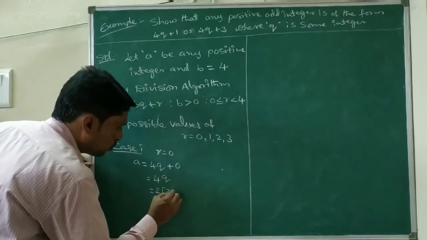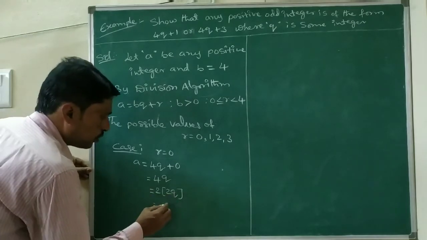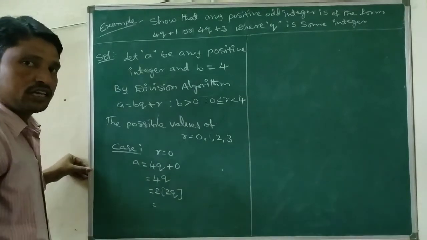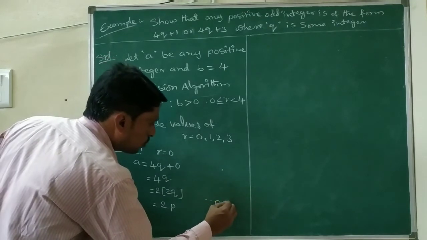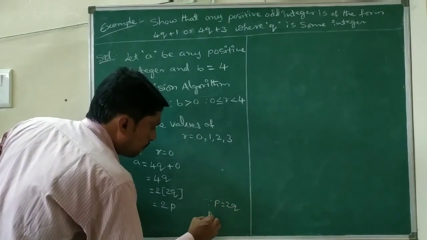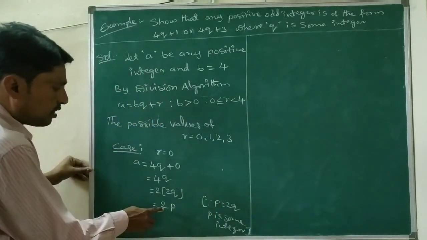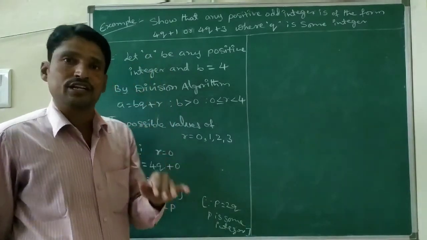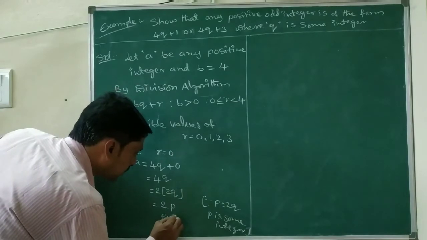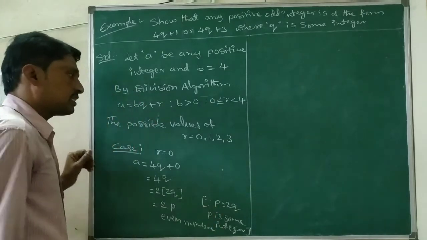We can write 2 into 2q, or not? Instead of 2q I am taking some more integer, that is p. So 2p. Here I took p equal to 2q, and p is some integer. So it is in the form of 2p. 2p is the general form of even integers, so we are getting the even number form. So even number. Next, case number 2.